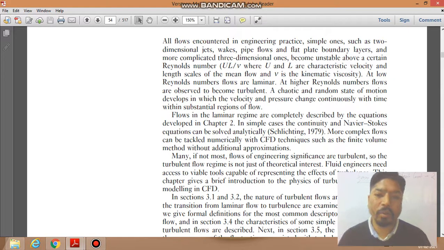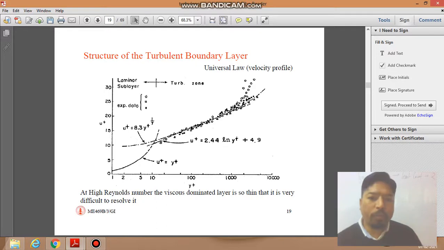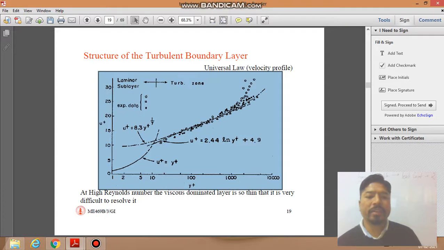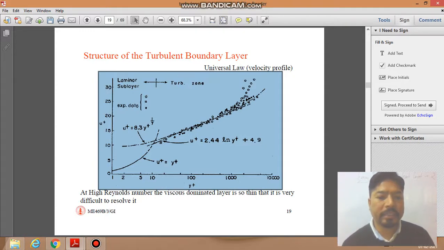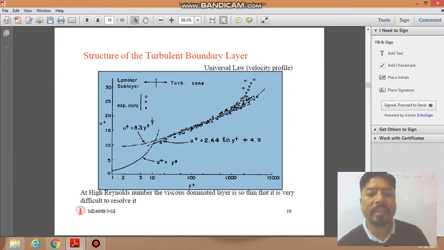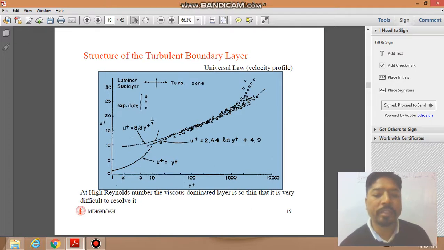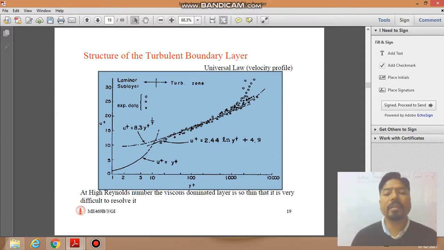My dear students, here I am showing you the graph of the law of the wall, which we have seen in our last lecture. You can see the laminar sublayer, and after that the buffer layer, and after that the turbulent layer. The graph is between the velocity profile and the distance from the wall of that particular fluid particle or fluid layer. So it's a logarithmic kind of graph we have seen here.